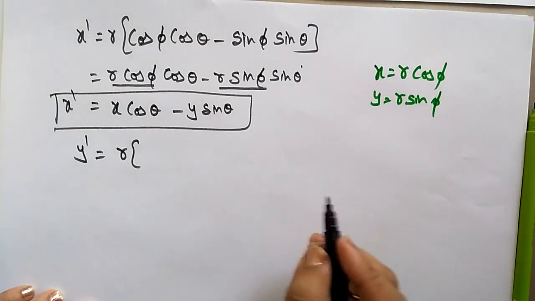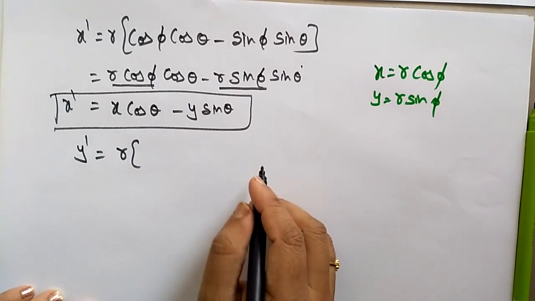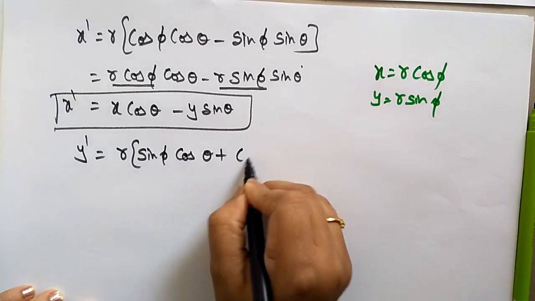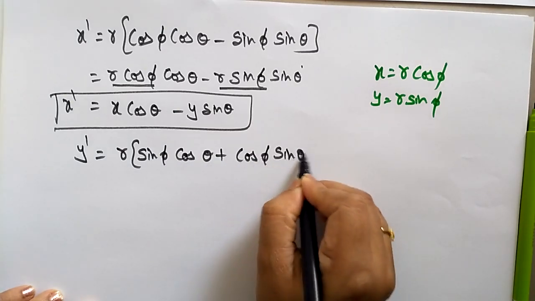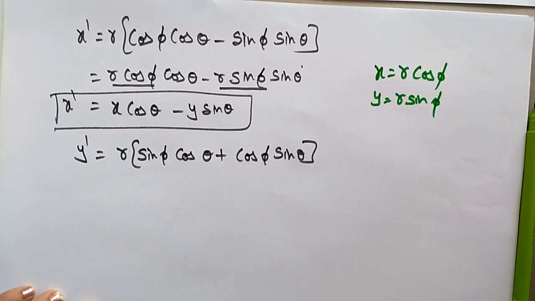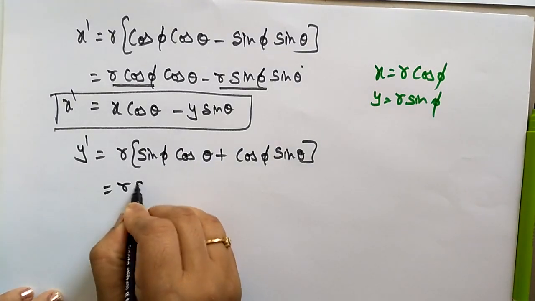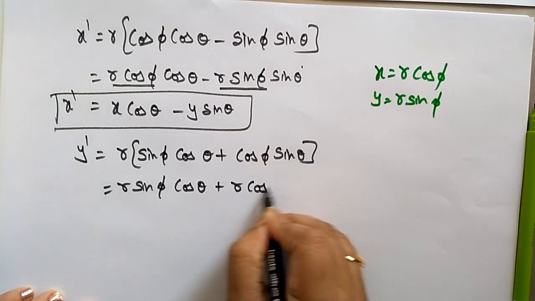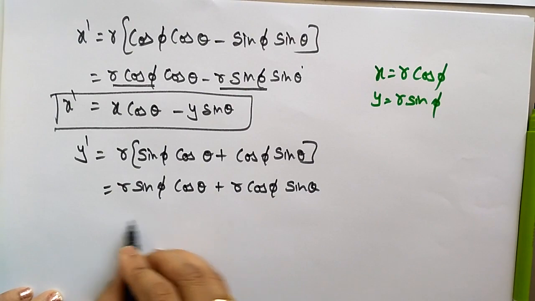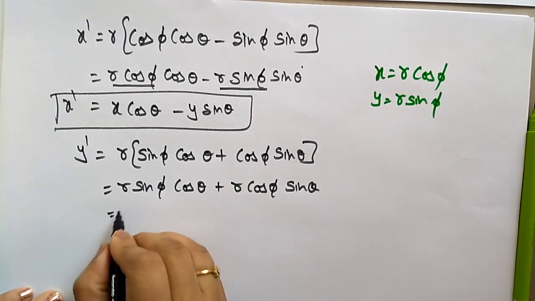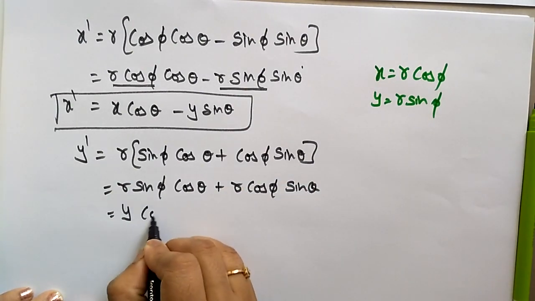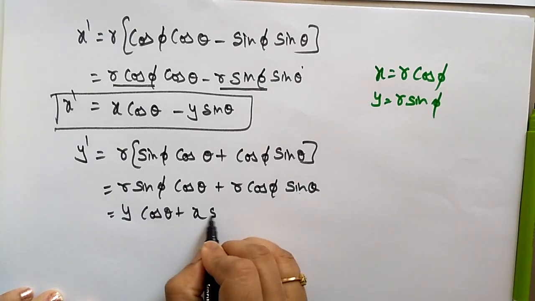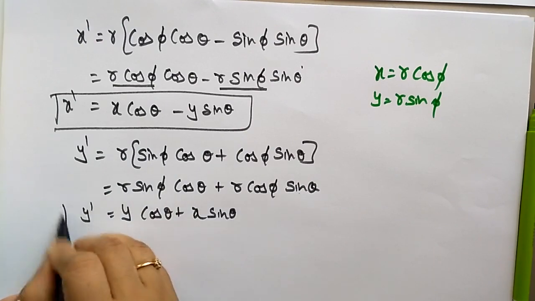So r sin(phi plus theta) is nothing but, using the sin(phi plus theta) formula, sin phi cos theta plus cos phi sin theta. So this is the formula for sin(phi plus theta). r sin phi cos theta plus r cos phi sin theta. Okay, so r sin phi is nothing but y, times cos theta, and r cos phi is x, times the remaining one, sin theta. So this is the y dash formula.